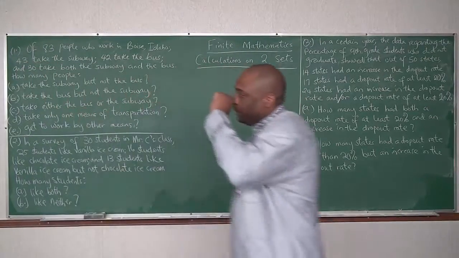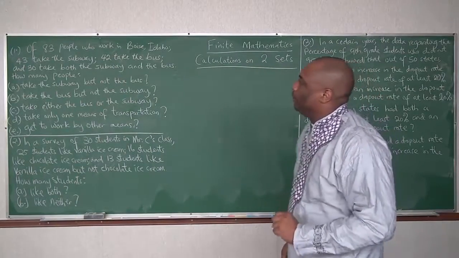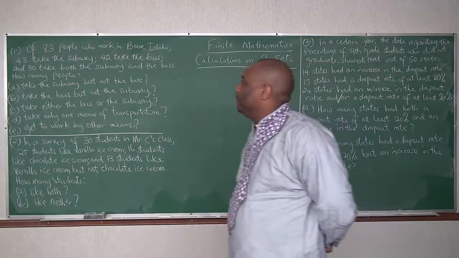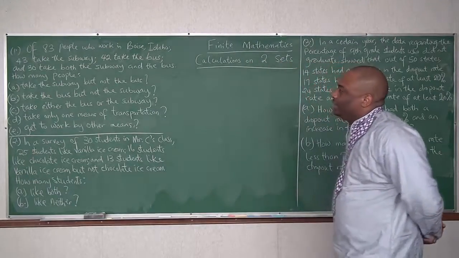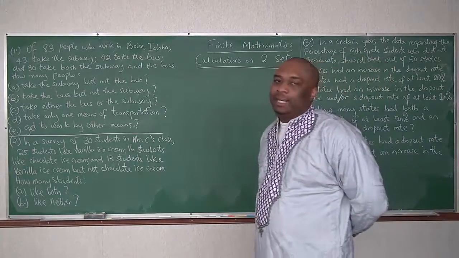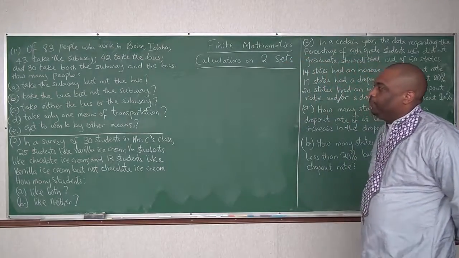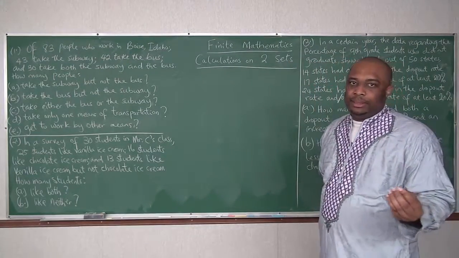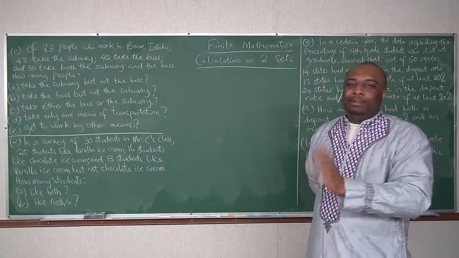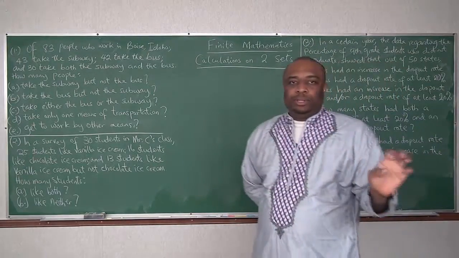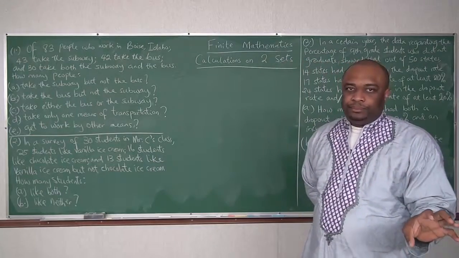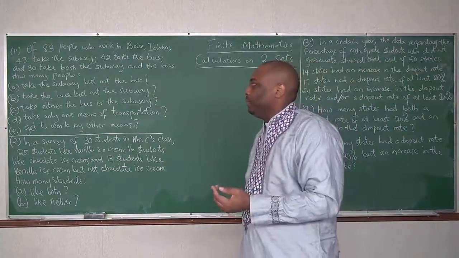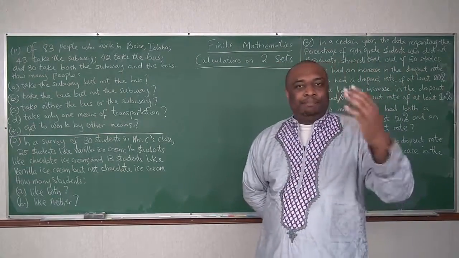Question 1. Of 83 people who work in Boise, Idaho, 43 take the subway, 42 take the bus, and 30 take both the subway and the bus. How many people, A, take the subway but not the bus? So we're looking at take the subway but not the bus. So that tells you it is what? Subway only. B, take the bus but not the subway. That tells you that it is bus only.